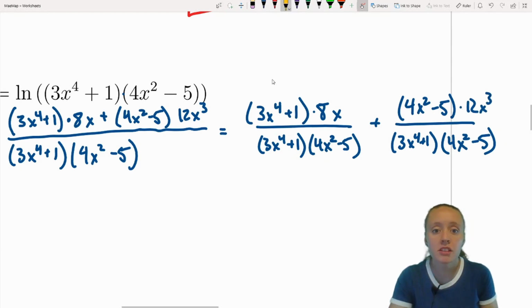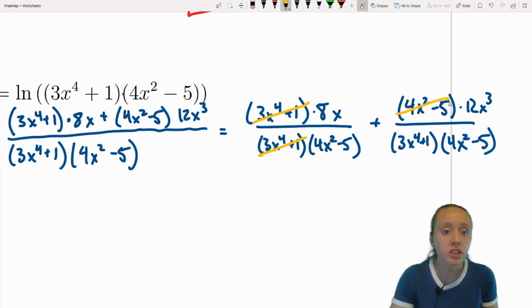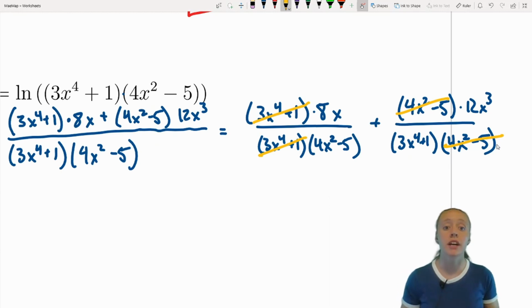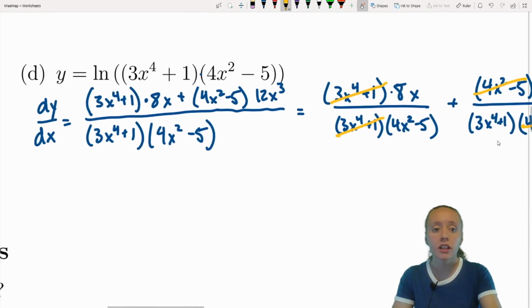And look what happens. My 3x^4 + 1 cancels out, and my 4x^2 - 5 cancels out. So that leaves me with 8x over 4x^2 - 5 plus 12x^3 over 3x^4 + 1. And let's go ahead and double check this by splitting up the log.